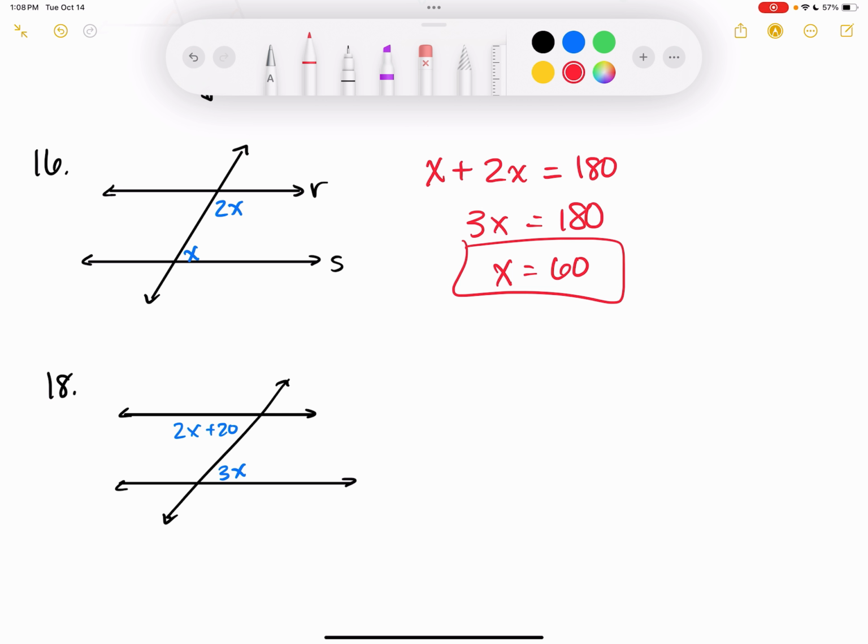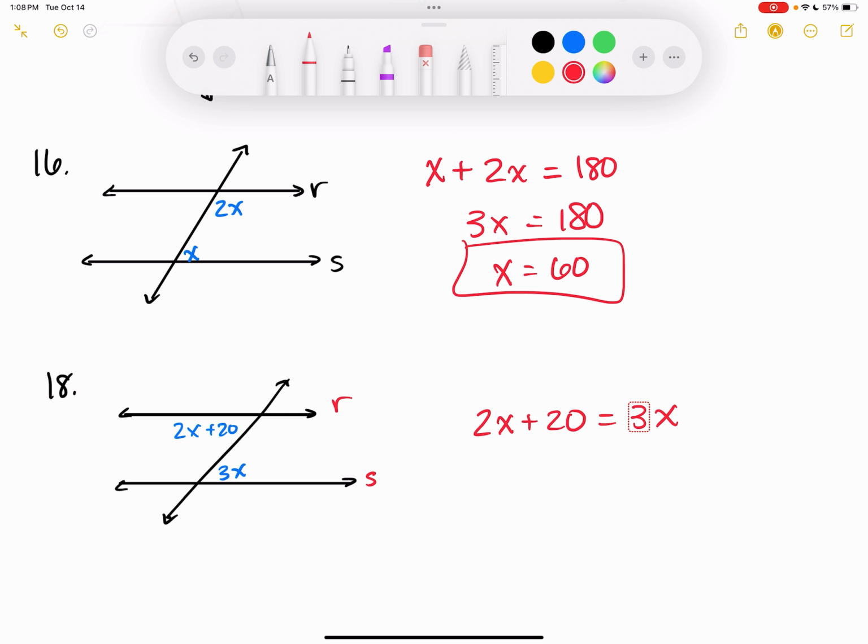What has to be true of these two angles if I'm going to prove that R and S are parallel lines? They equal each other. Why? The alternate interior angles converse. Yep, they're alternate interior angles, so they have to be congruent if the lines are going to be parallel.